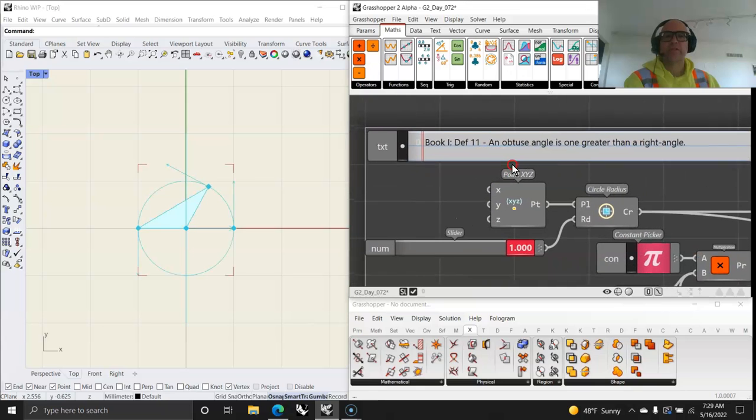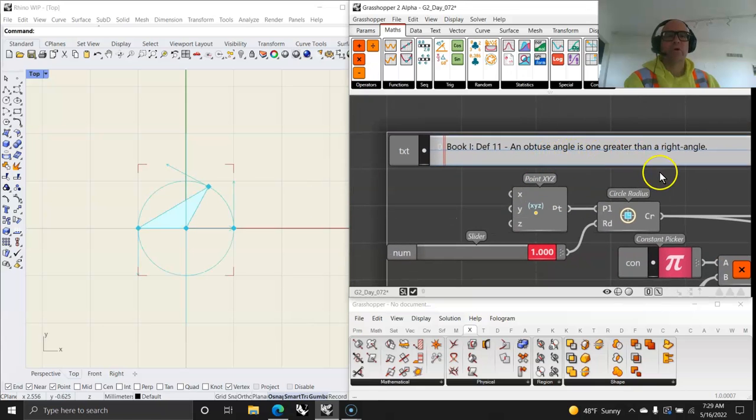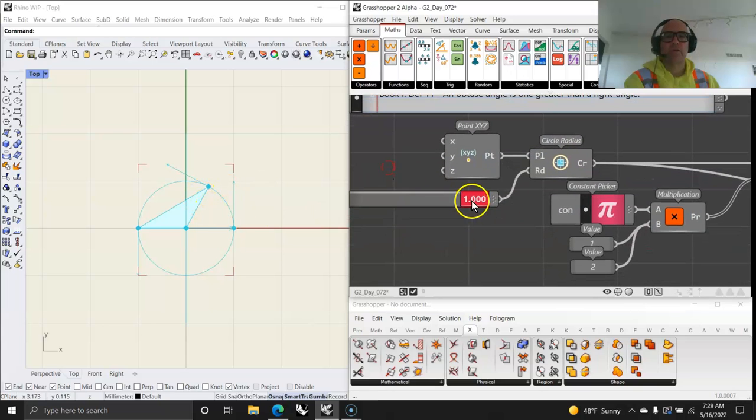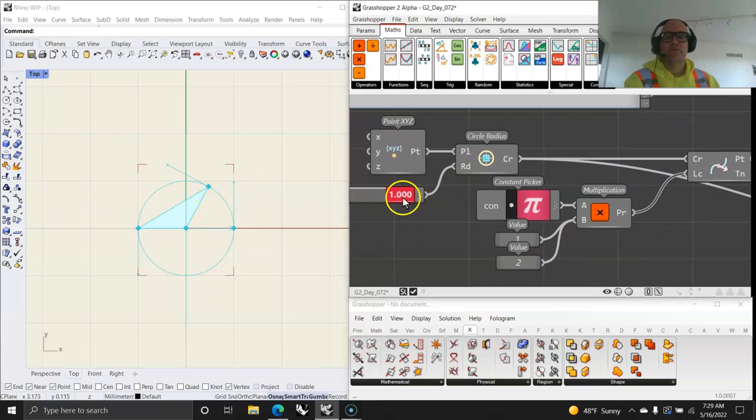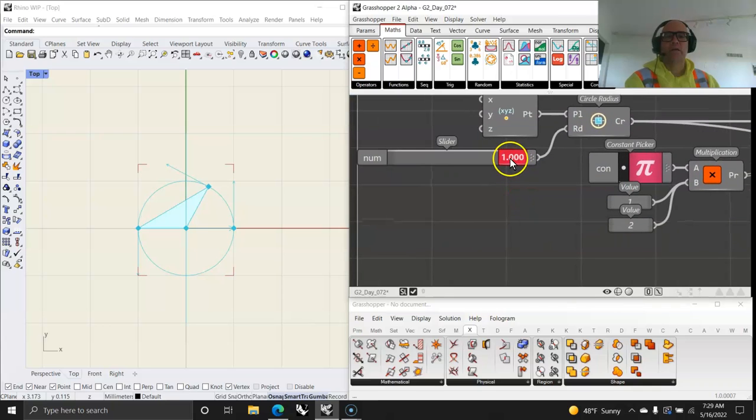And I've written in the definition, an obtuse angle is one greater than a right angle. So I wrote in a system of a circle. I usually don't bother making this kind of thing scalable, I hard-code it in, because what does it matter? Keep things to 1, keep small models just to start.